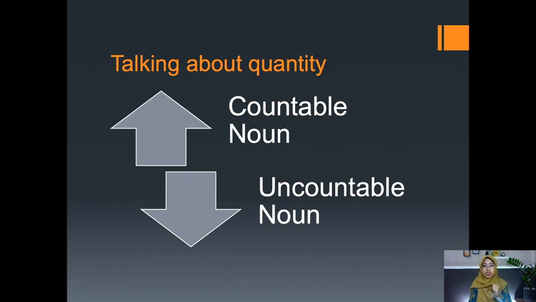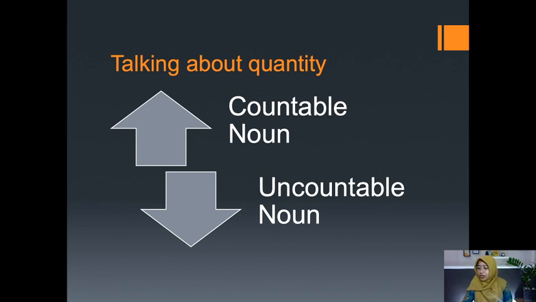We talk about quantity. Do you know how many types of noun there are? So, like what you see on the screen, actually there are two types of noun related to the quantity. There are countable noun, and the second one is uncountable noun. I believe every one of you must be familiar with this.